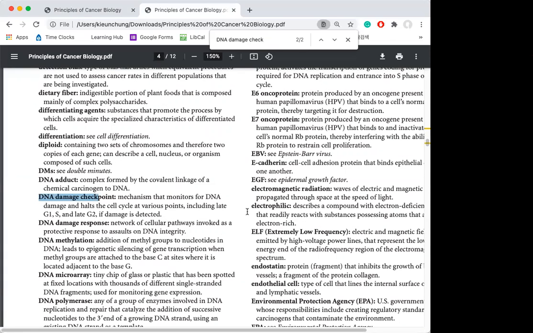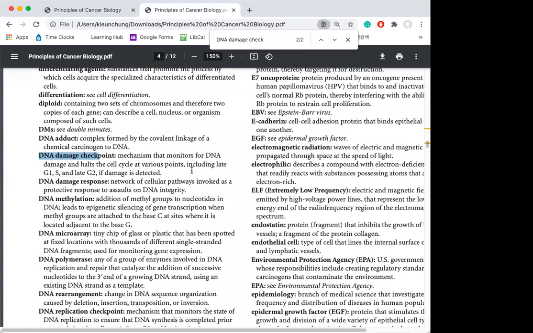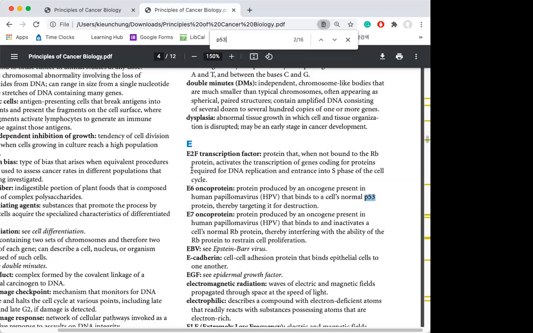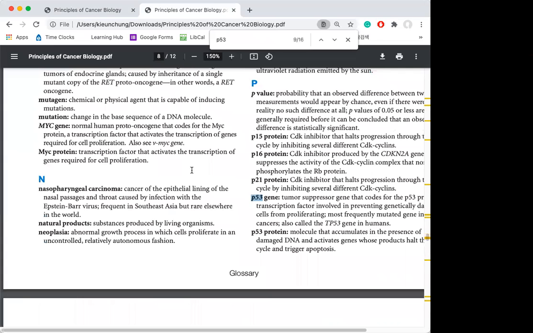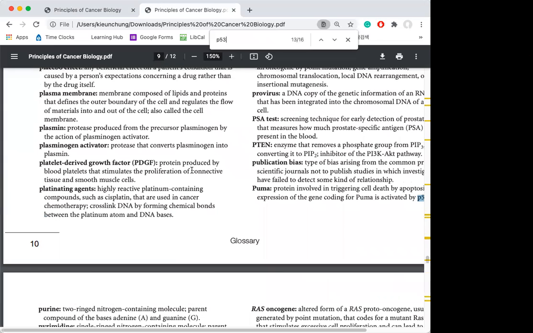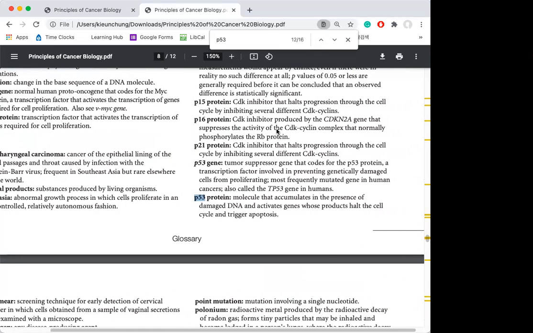DNA damage checkpoint. Mechanism that monitors for DNA damage and halts the cell cycle at various points, including late G1, S, and late G2, if damage is detected. P53 protein. Molecule that accumulates in the presence of damaged DNA and activates genes whose products halt the cell cycle and trigger apoptosis.